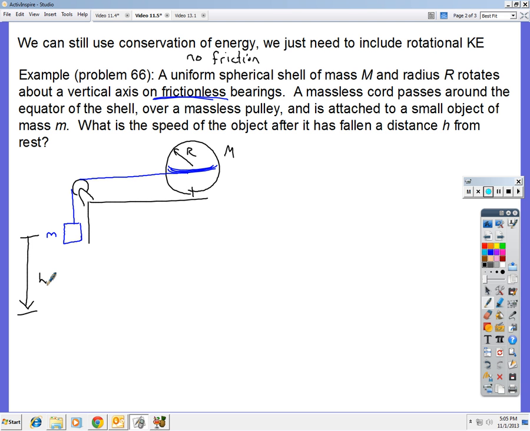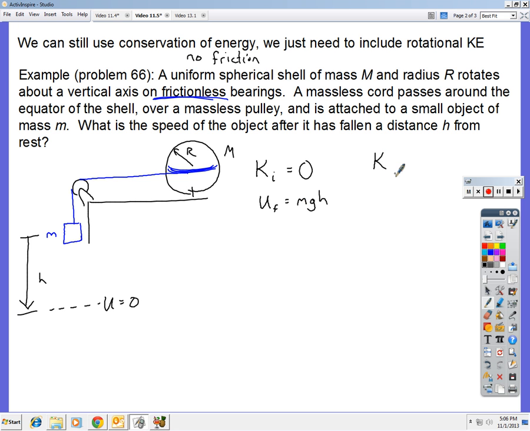Well, there's two ways to do it. First off, we could use torque. We can set up Newton's second law for rotation. We can find out what the acceleration of the system is, like we did in the previous video, and then use a kinematic equation to find how fast it's going after h. But it's a little bit easier to use energy. So let's say that we set the potential energy equal to 0 there. Initially, our initial kinetic energy is 0 because nothing's moving, nothing's rotating. And our initial potential energy is mgh.